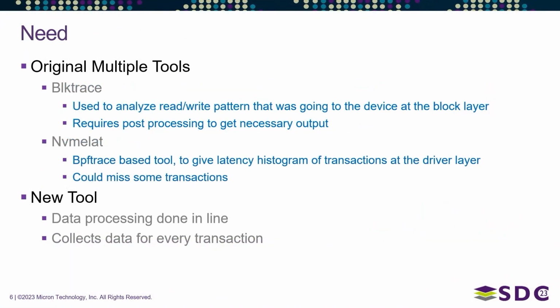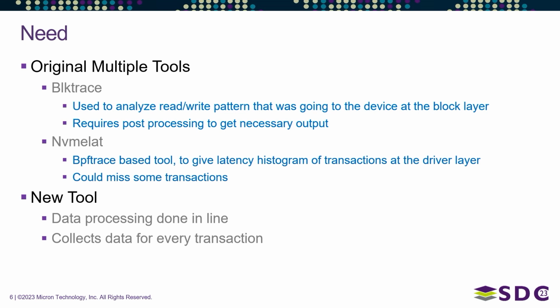When we first started developing tools to trace the NVMe driver, or to trace applications, we started with blktrace, which is a built-in Linux tool. It's easy to use. It traces at the block driver, but does require post-processing at the end. And then we used another BPF-based tool that used bpftrace, which is a high-level scripting language that interfaces with BPF, and this was nvmelat. It used tracepoints, so that's one of the reasons it could miss transactions, and it only gave us a latency histogram of transactions because we were interested in latency at first.